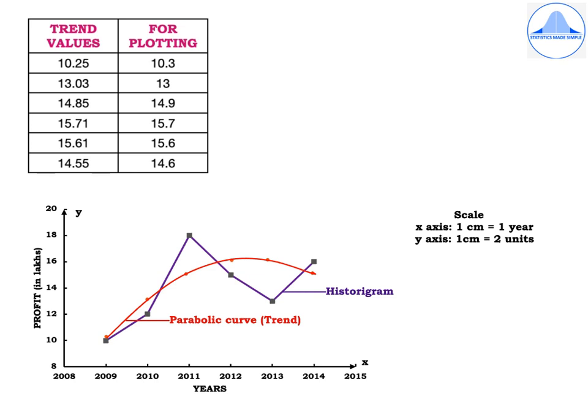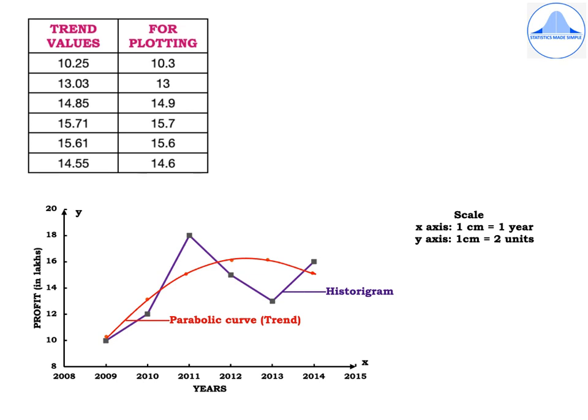Now to draw the histogram corresponding to each year, we have to mark the profit. Corresponding to 2009, the profit is 10. For 2010, it is 12. For 2011, it is 18. For 2012, it is 15. For 2013, it is 13. And for 2014, it is 16. Then these points are joined by straight lines to get what is called the histogram. Then I have highlighted the histogram in purple color and written the phrase histogram.